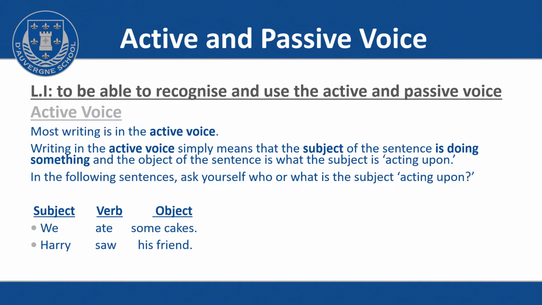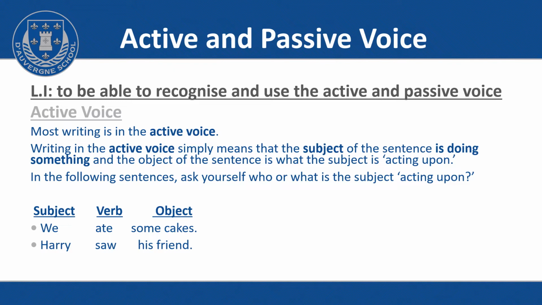Writing in the active voice simply means that the subject of the sentence is doing something, and the object of the sentence is what the subject is acting upon. In the following sentences, ask yourself who or what is the subject acting upon.